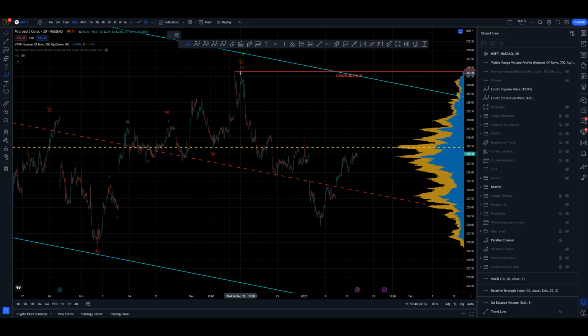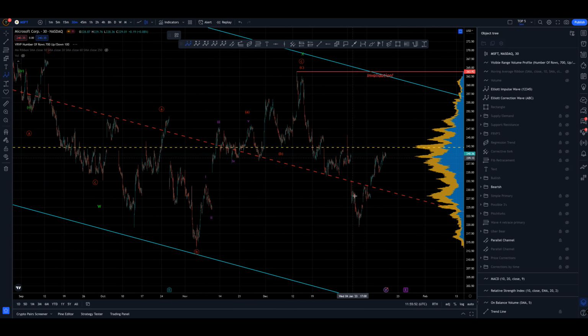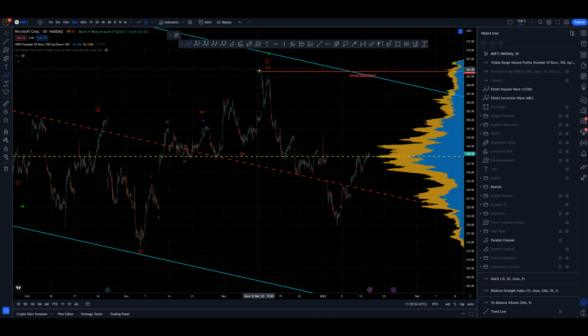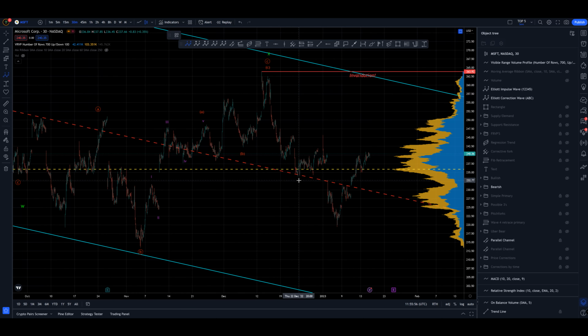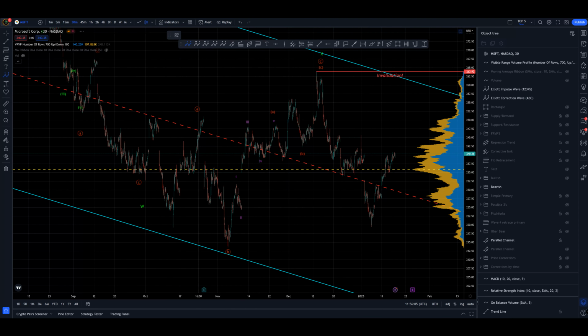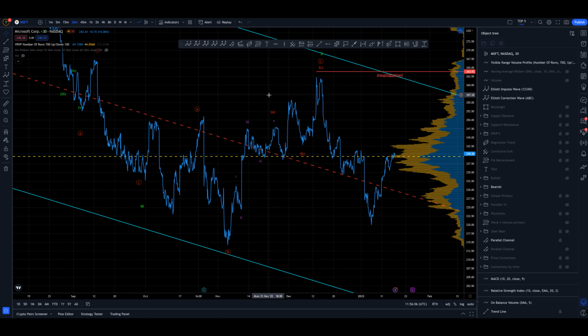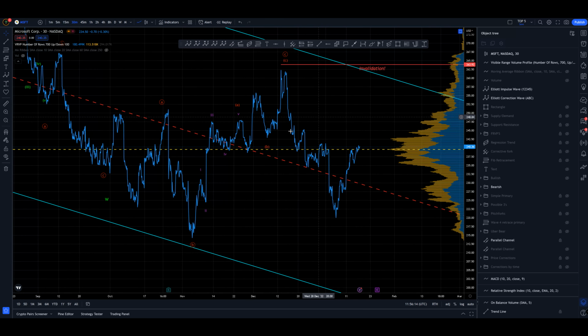I think that's 5. Tricky because it does look like another zigzag, doesn't it? I want to go 1 2 3 4 5, but it does resemble a zigzag. I'm not so sure about that top, to be absolutely honest with you. It's very difficult to pick it out. 1 2 3 4 5, A B C. Does look like a zigzag, doesn't it, guys?